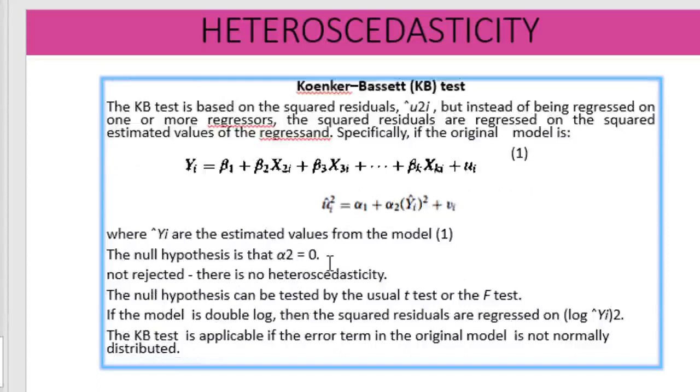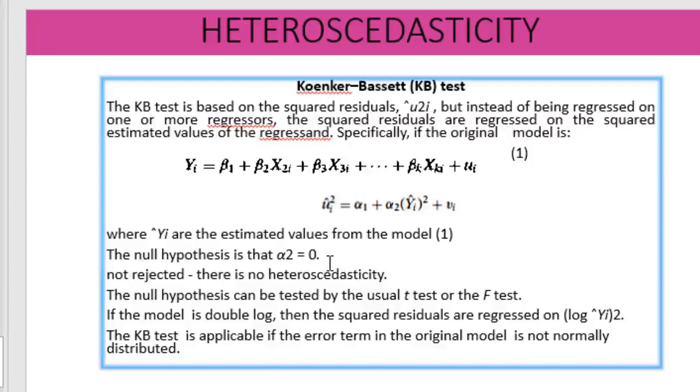The next test is the Koenker-Bassett test, or KB test. It is based on the squared residuals, that is ui cap square. But instead of being regressed on one or more regressors, the squared residuals are regressed on the squared estimated value of the regressand. That is, if the original model is yi equals beta 1 plus beta 2 x2i plus beta 3 x3i plus ... plus beta k xki plus ui, a k variable model, then ui cap square equals alpha 1 plus alpha 2 yi cap square plus vi. Here yi cap are the estimated values from model 1.